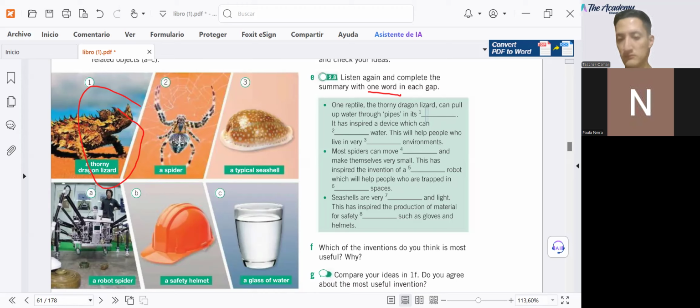That's very clever. So you tell me, through pipes in its, where are the pipes?